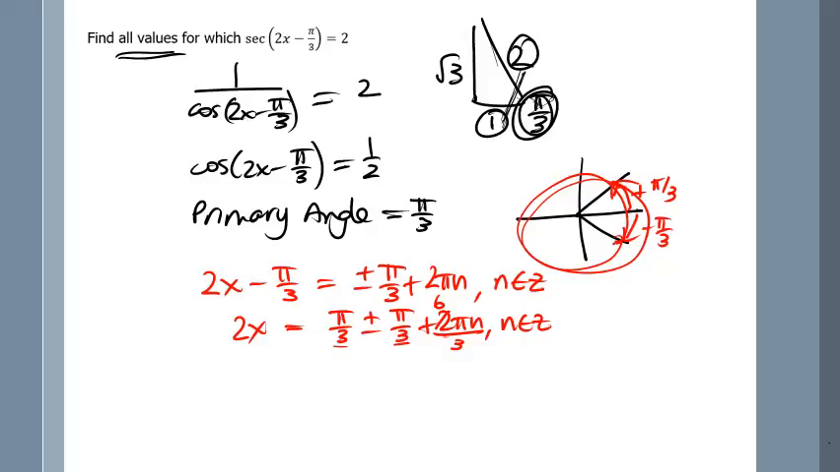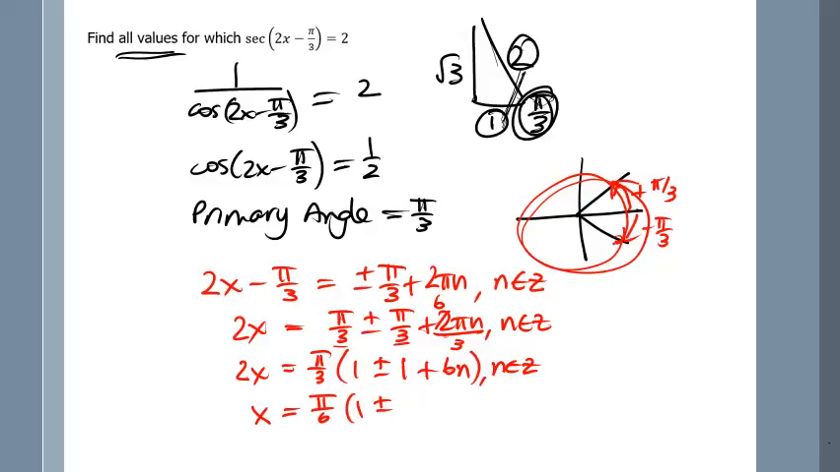We can also take out pi on 3 as a common factor. So I'll say 2x equals pi on 3, 1 plus or minus 1 plus 6n, n is an element of Z. And lastly, we can divide by 2, so I get x equals pi on 6, 1 plus or minus 1 plus 6n, n is an element of Z.